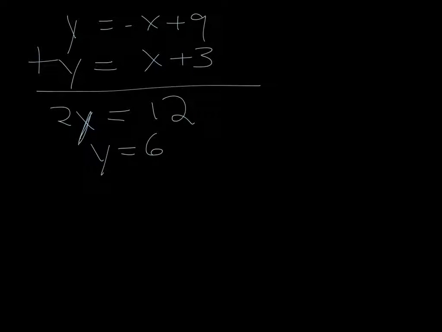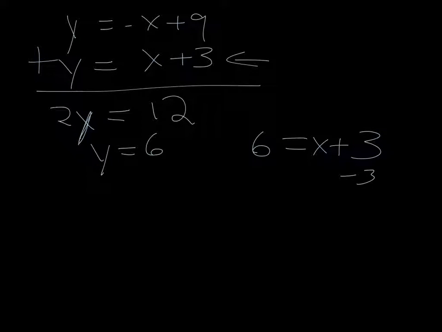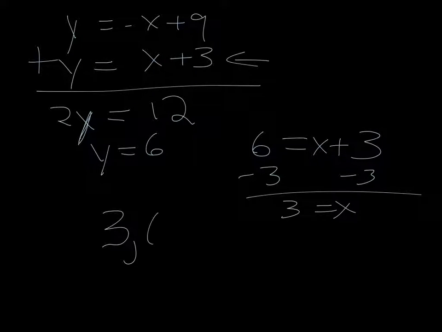Take one of the original equations. How about that second one? There's no negatives in there. So 6 equals x plus 3. I'm just plugging into this existing equation. Subtract that 3, and 3 equals x. So now I have the coordinates of another point at 3, 6.